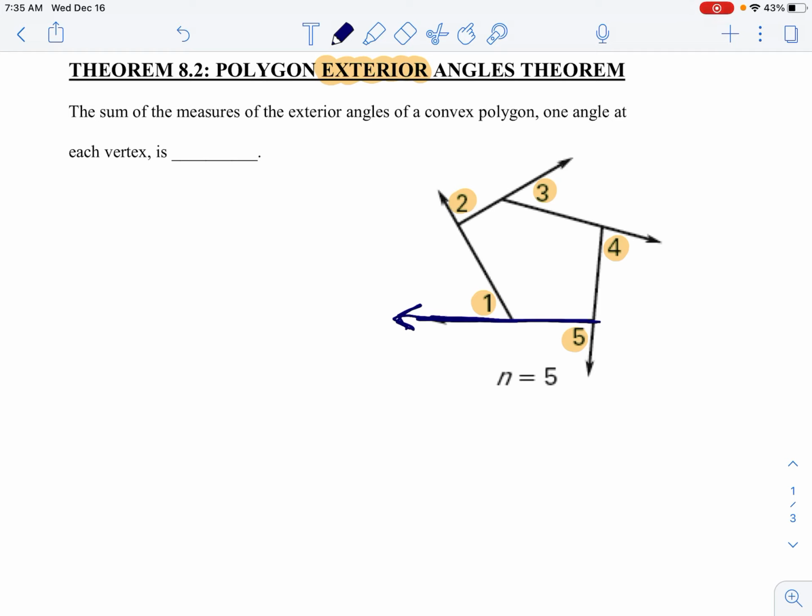And this one is really nice. It's not even 180 times n minus 2. It's not any expression. It is just straight up 360 degrees.